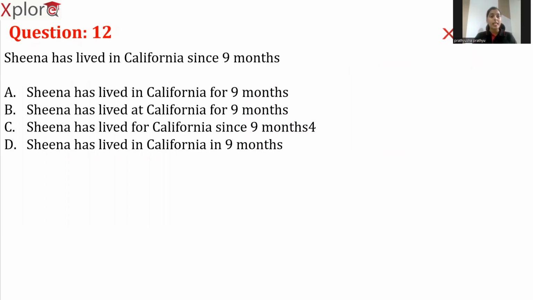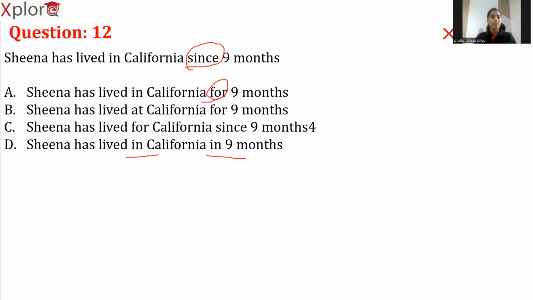Sheena has lived in California since 9 months. We need to improve this sentence. As you can see, Sheena has lived in California since 9 months. It doesn't even make sense, right? So now we have to eliminate the term since. We need to replace this term since with for.